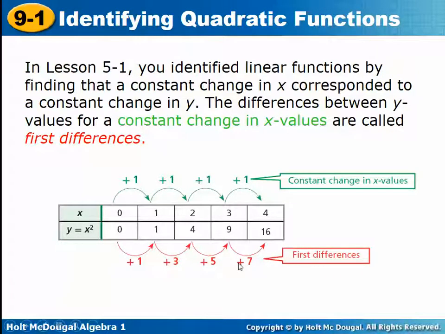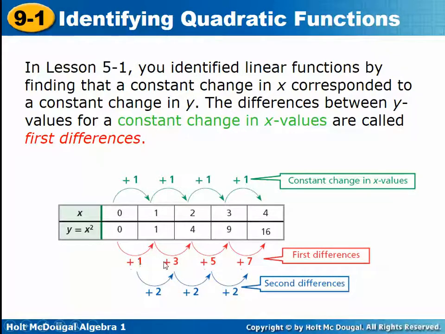But we can also check the second differences. So I'm going to take the differences of the differences. So 3 minus 1 is 2, 5 minus 3 is 2, 7 minus 5 is 2. The second differences, the differences of the differences, are constant. That is a sign that this is a quadratic function.